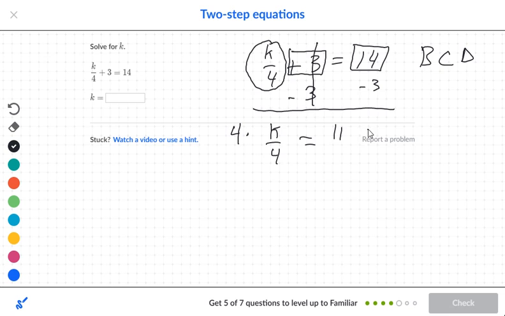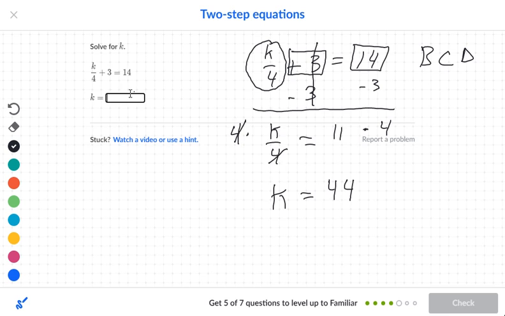So since we have a bottom 4, we want to times all the tops by 4. So if this top 4 is here, this bottom 4 is here, we can cross those out, and that simply gives me k. As for the other side, we just take 11 times 4 is 44. So 44 becomes our answer. So let's put that in.